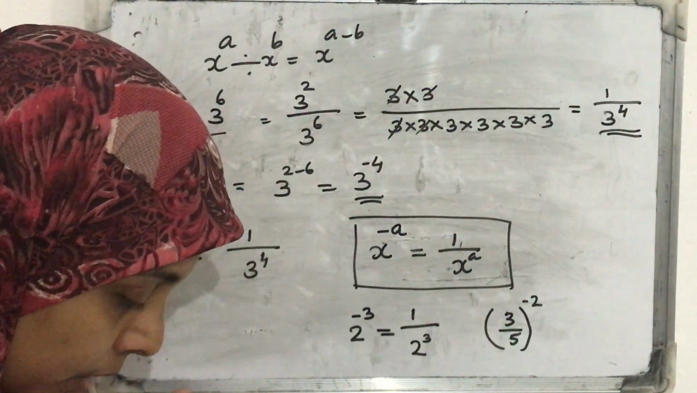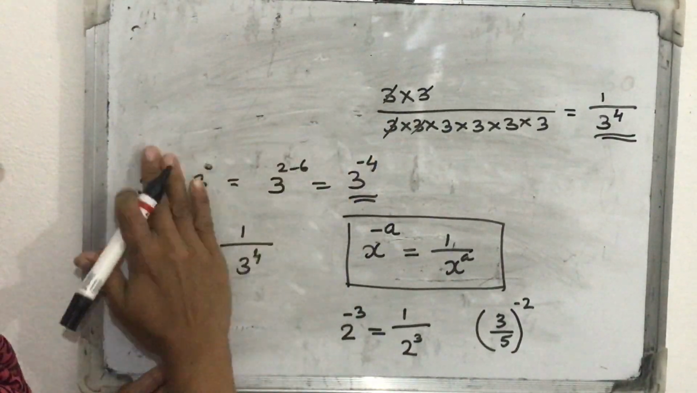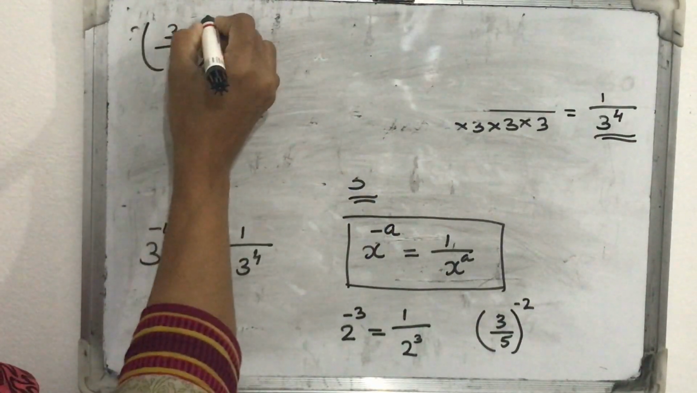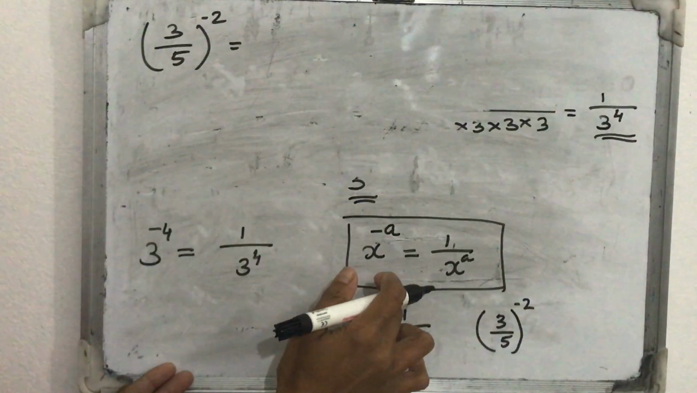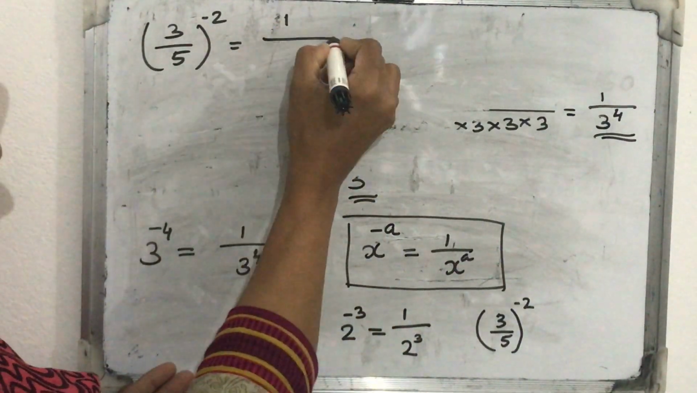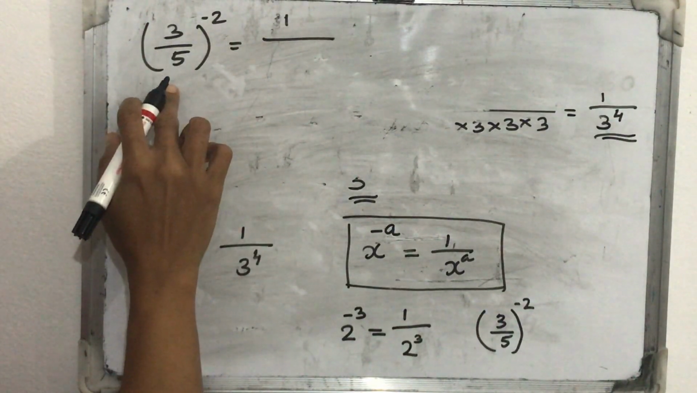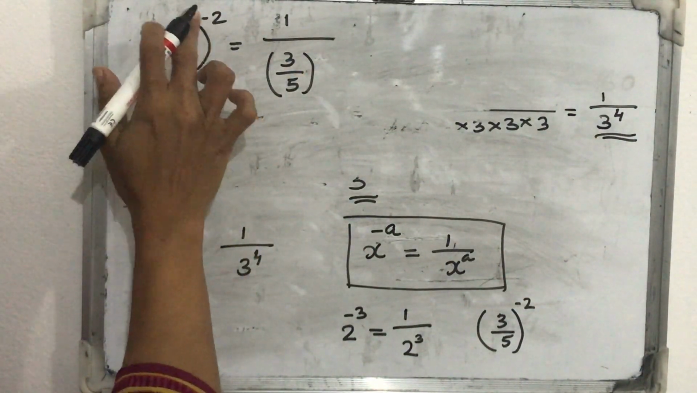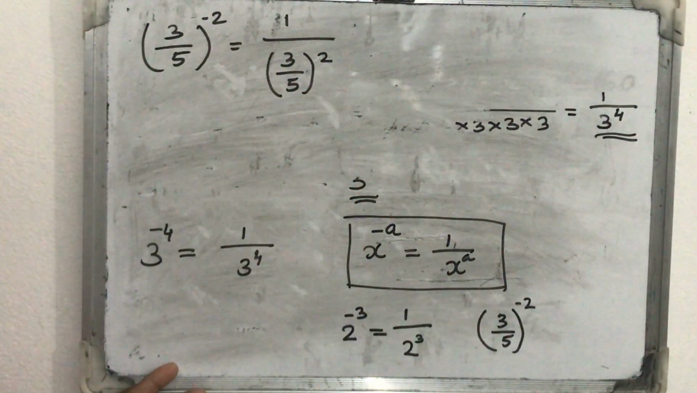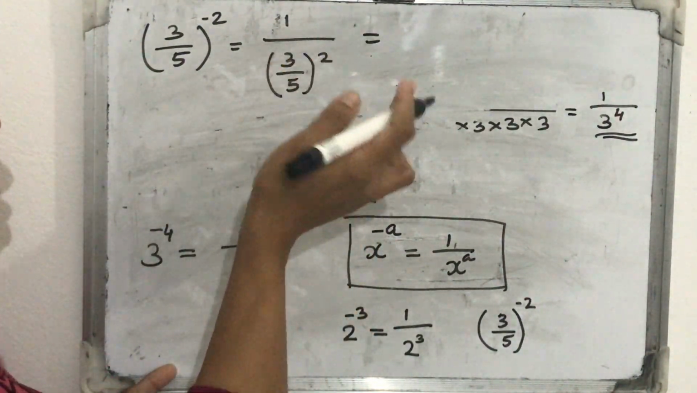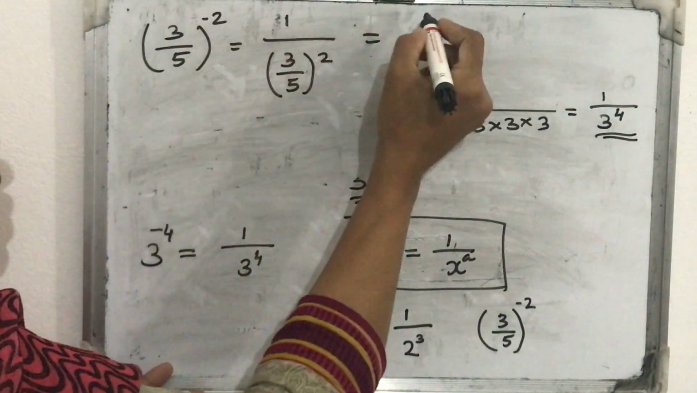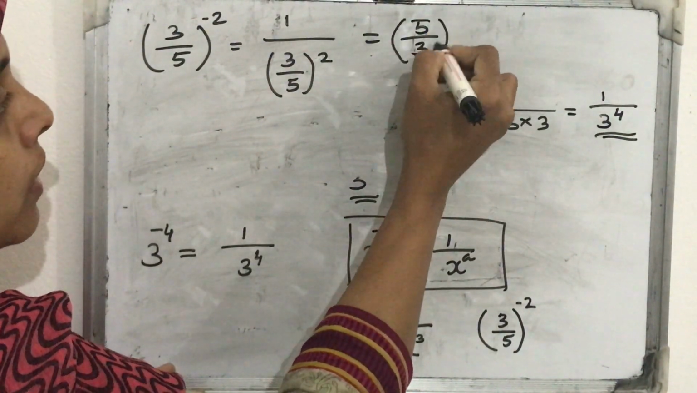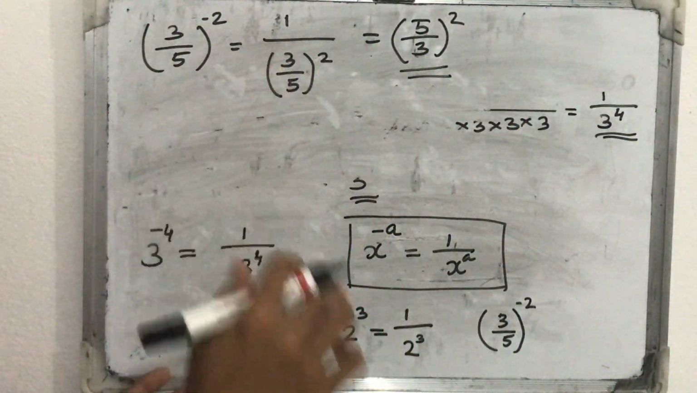3 by 5 whole raised to minus 2. Okay, so that is equal to, using that law, what we can write is 1 by, what is x? Instead of x, what is here? 3 by 5. 3 by 5 whole raised to, avoid the minus, so 3 by 5 whole square. What will be its answer? 1 by 3 by 5 whole square, just take its reciprocal, it will be equal to 5 by 3 whole square.